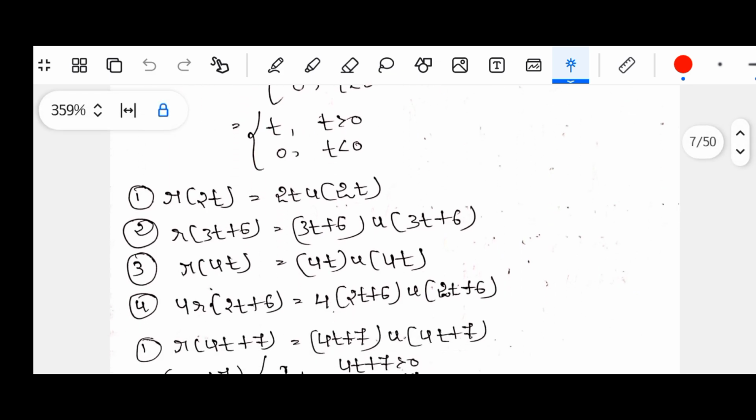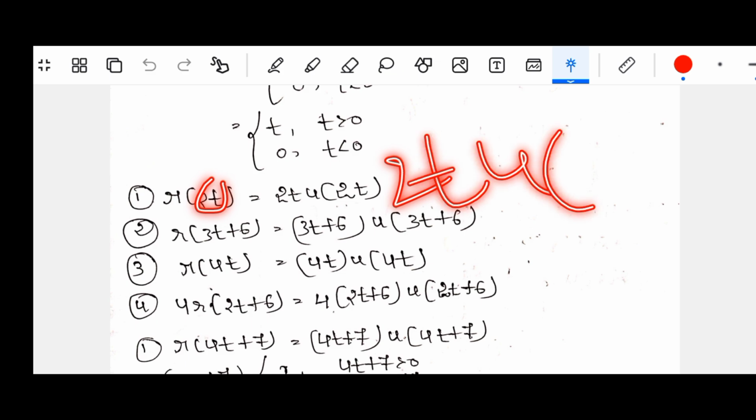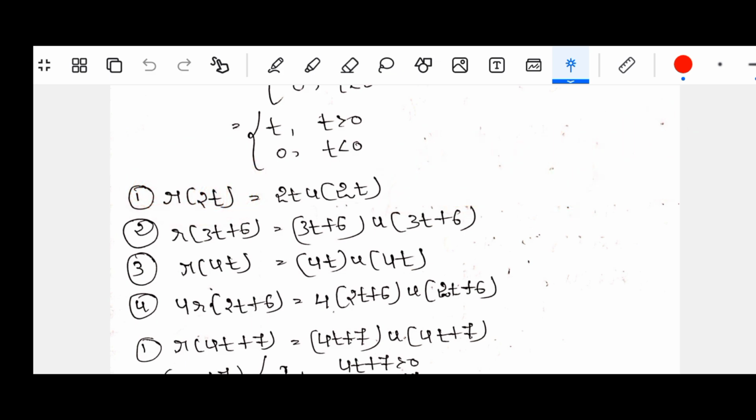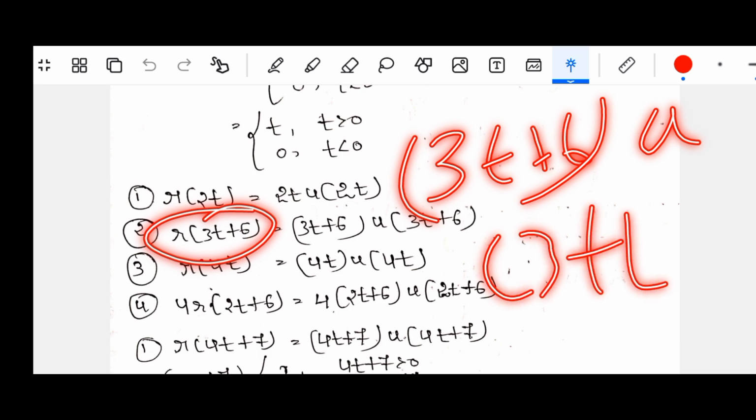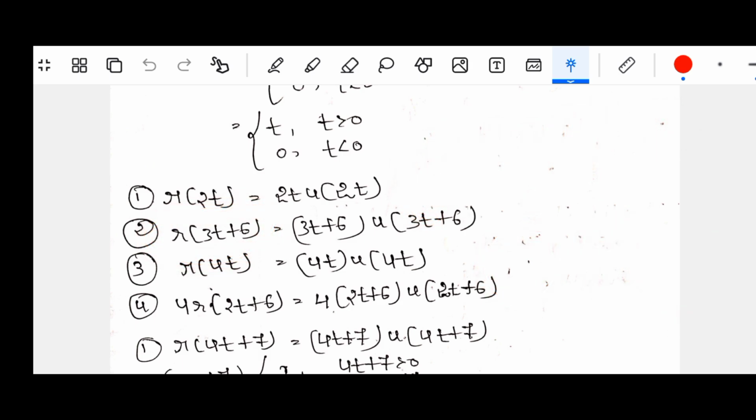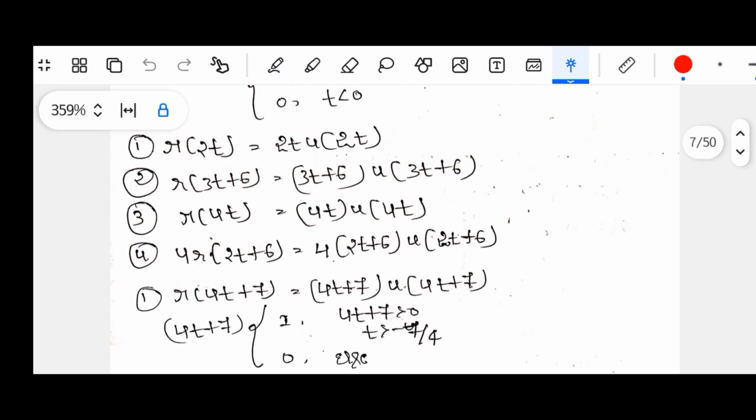So let's see some problems. r of 2t. How to write this as a ramp signal: take this 2t outside, u of 2t. Next, r of 3t plus 6. Similarly, take 3t plus 6 outside, u of 3t plus 6. Same. Next, r of 4t, take 4t outside, u of 4t.